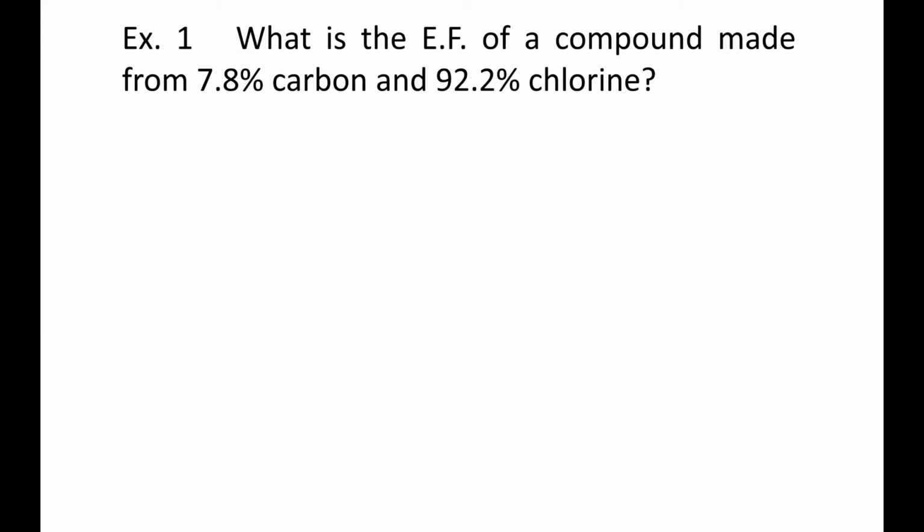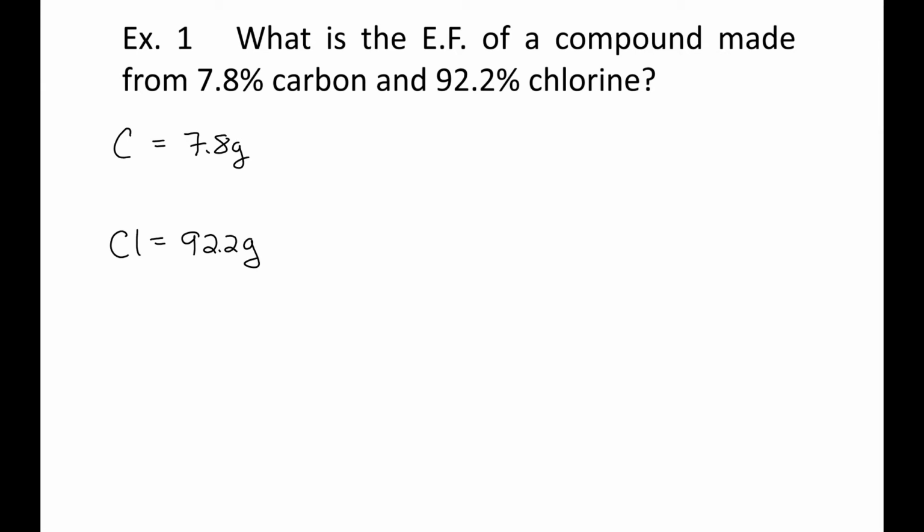Okay, so our first example: what is the empirical formula of a compound made from 7.8% carbon and 92.2% chlorine? The first step said we had to turn it into grams. So C equals 7.8 grams. Now I'm going to leave a little space. Chlorine equals 92.2 grams.